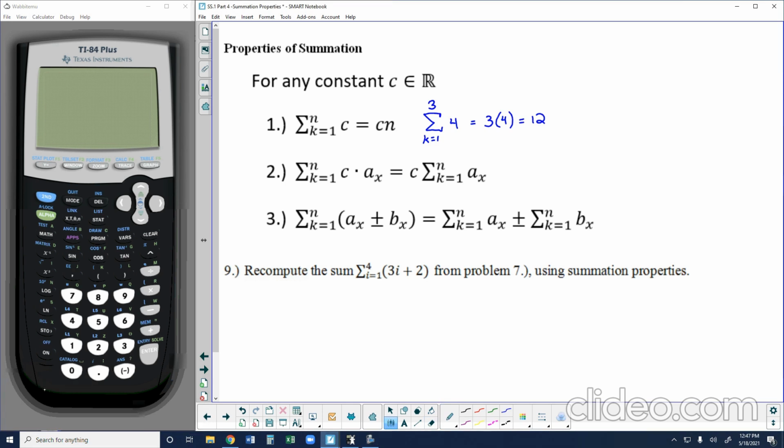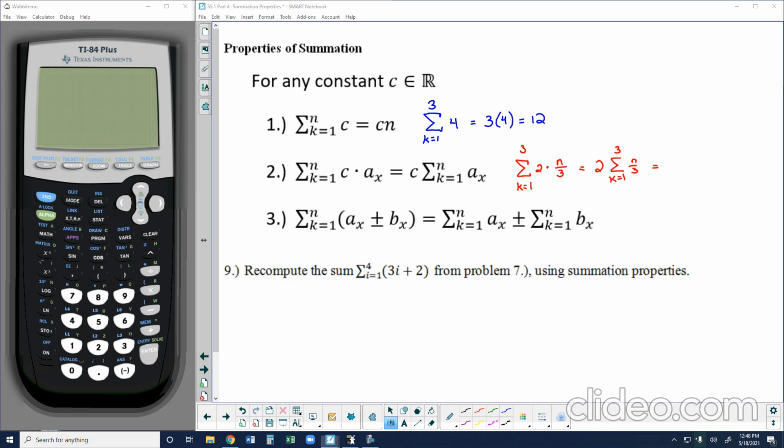The second property we have here is if we have a constant multiplied to an expression for the value of a term. So for instance, here we have c times a sub x. We could write this as c times the summation of a sub x. So for example, let's say I had the summation of k equals 1 to 3 again, and now let's say I have 2 times, let's say the element is going to be n over 3. What I could do, instead of taking 2 times n over 3, I could do 2 times the summation of k equals 1 to 3 of n over 3.